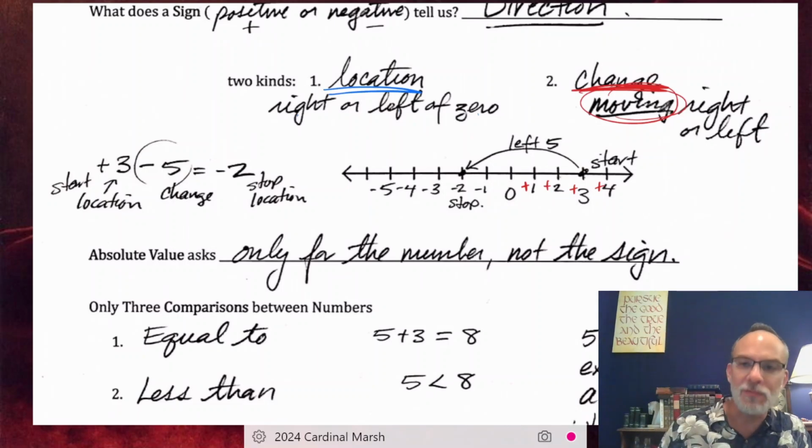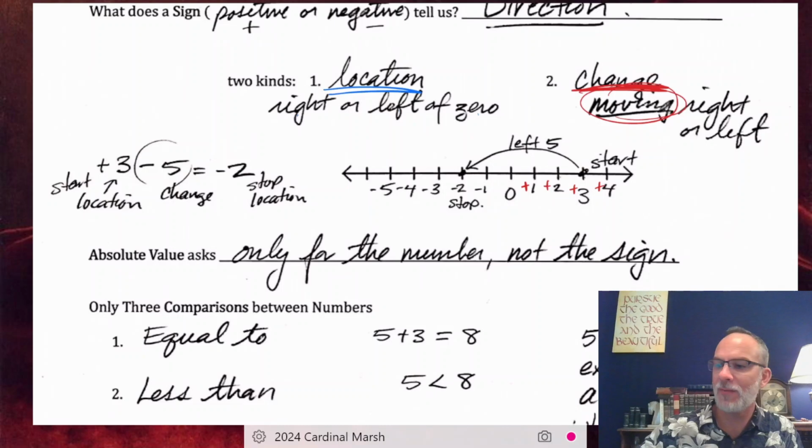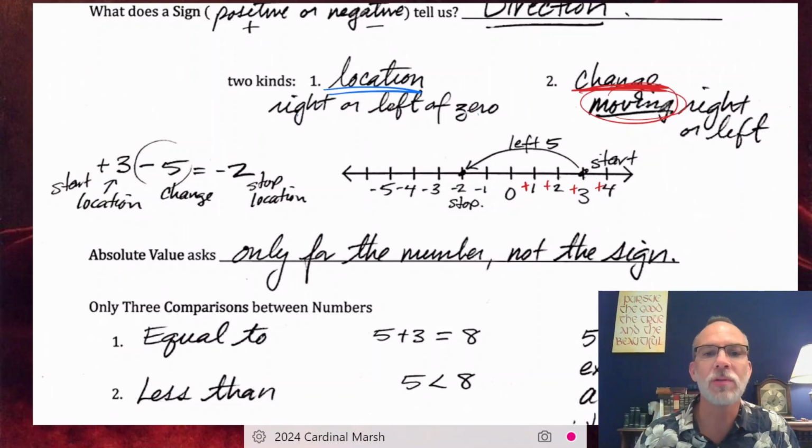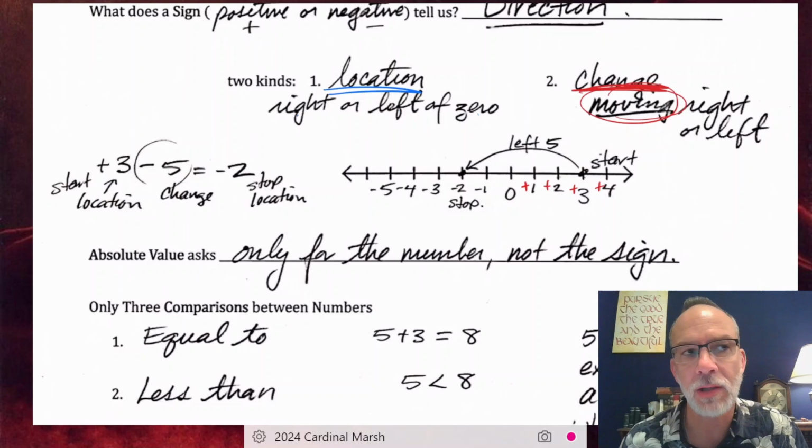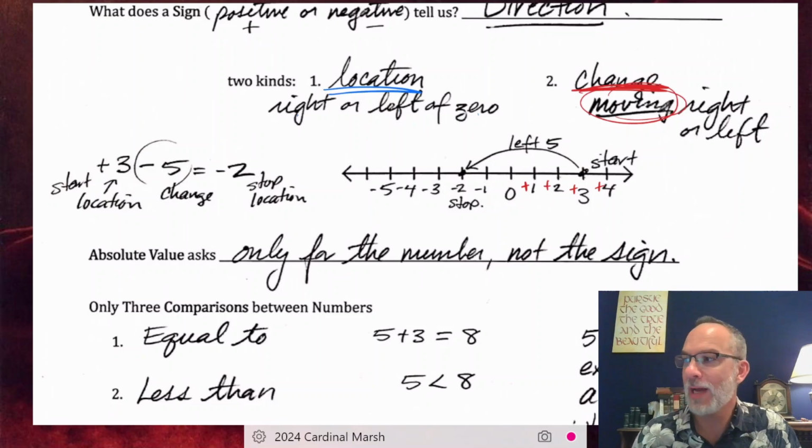Now, absolute value is one of these things that I don't think is described very well at all. So I'm going to give you a simple, straightforward definition for absolute value. It's really kind of simple. Absolute value just means how big's the number. I'm not interested in the sign. Only the number, I don't care about the sign.